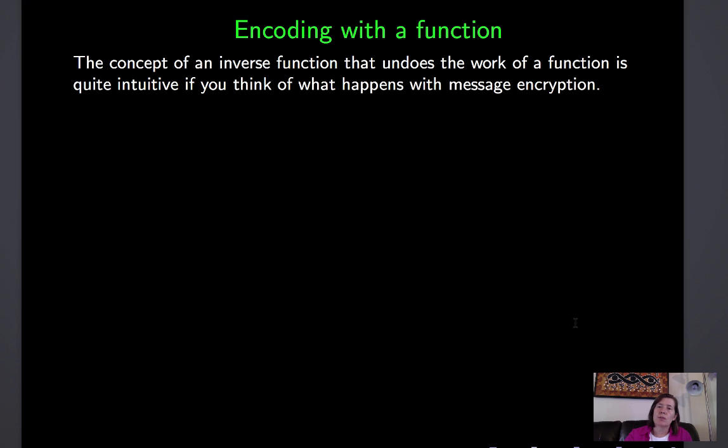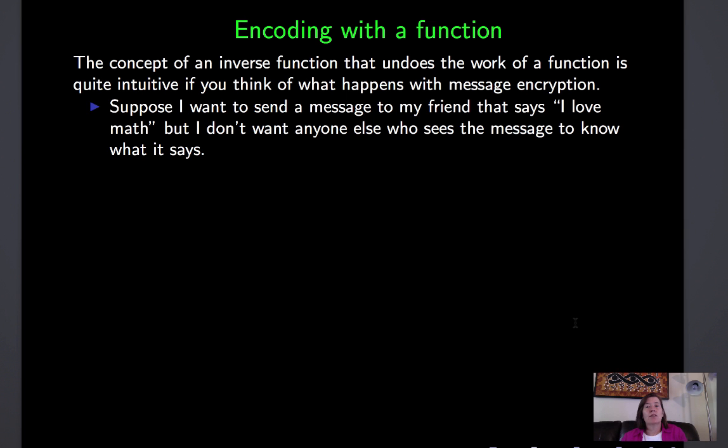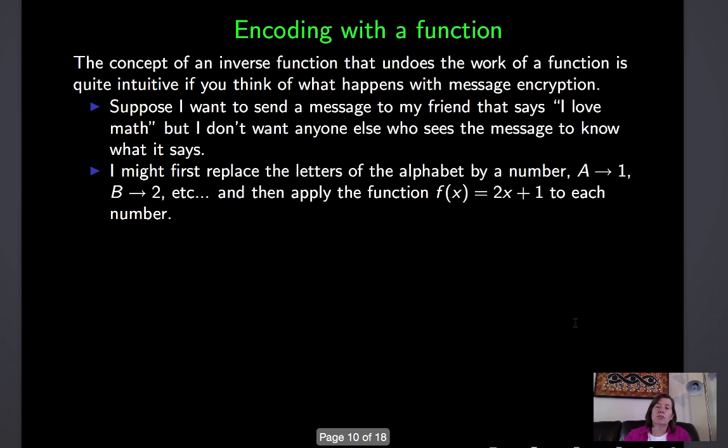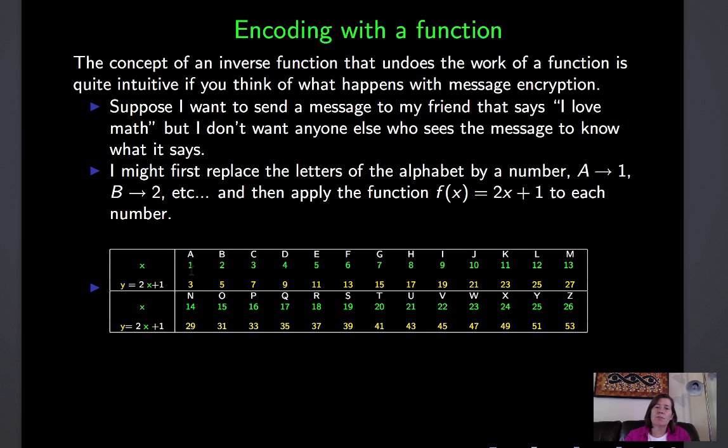The concept of an inverse function that undoes the work of a function is quite intuitive. Think of what happens with message encryption. If I want to send a message to my friend that says, I love math, but I don't want anyone else to see the message or know what it says, then I need to encrypt it somehow. And I might first replace the letters of the alphabet, A replaced by 1, B replaced by 2, and because that's a very simple code, I might then apply the function f of x equals 2x plus 1 to each number that I get. And that gives me a code.